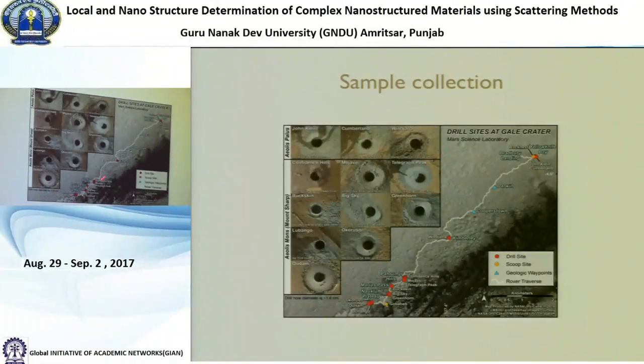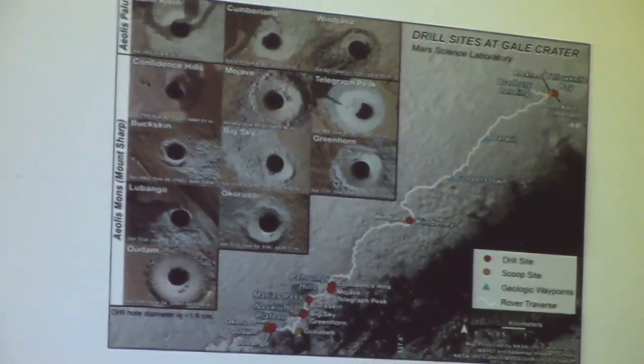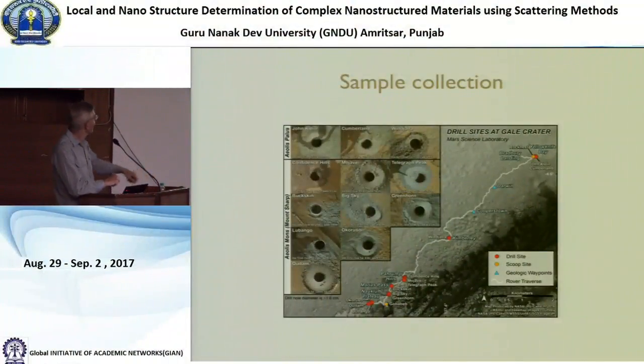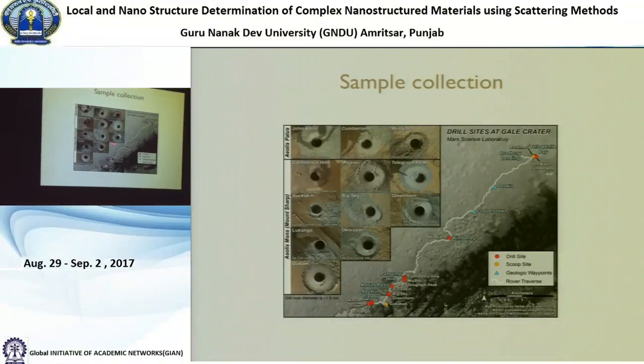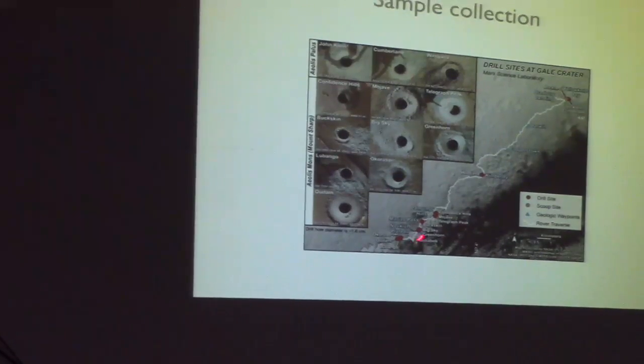So this is a map. This white line is the track that the Mars rover took, and each of these red dots is a place where it drilled a hole in Mars. A little arm comes out from the rover, it drills, and it takes a core. These are each of the holes it made at the different places, Mojave, Big Sky, Greenhorn, and here are their locations in the Gale crater on Mars where the rover was. Here it was sandy, so it didn't have to drill a hole, it just scooped up.